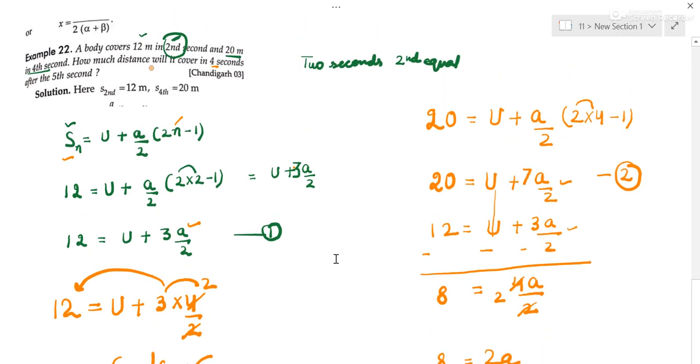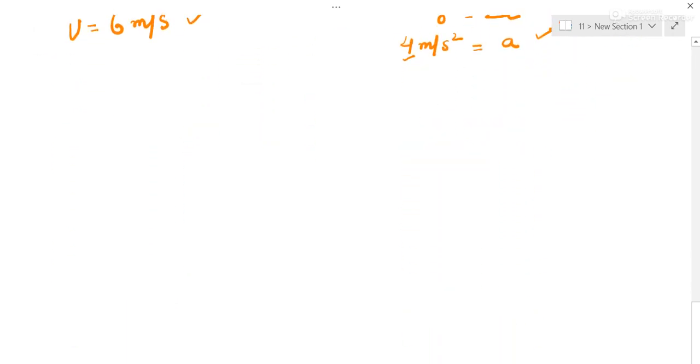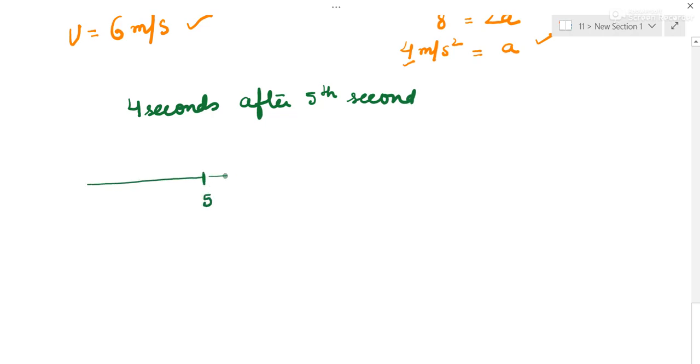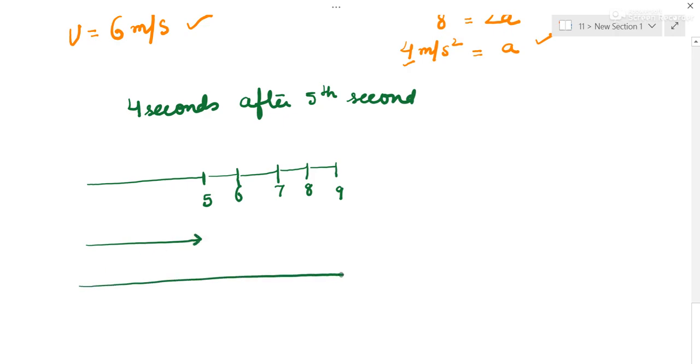Now what is the question? How much distance will it cover in 4 seconds after fifth second? So after fifth second, 4 seconds after fifth second, we have to find out the distance covered in 4 seconds. Fifth second, sixth, seventh, eighth, and ninth. So we can find out the distance till this and till this.